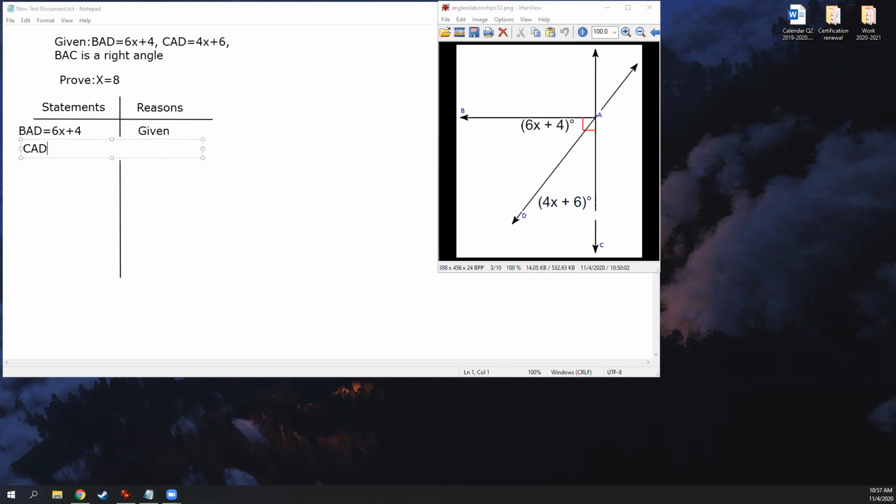Sometimes you could make an argument that information in the picture is given to you, but your test makers try not to overcomplicate things, and even if it's in the picture, they'll probably put it up here.